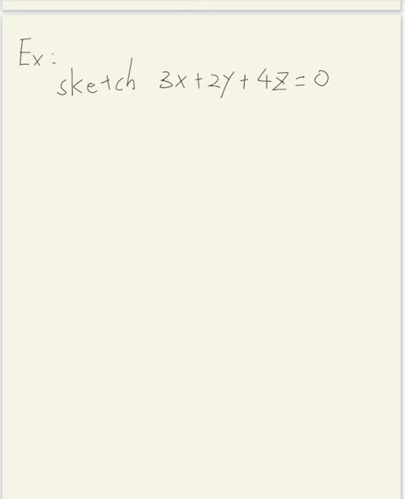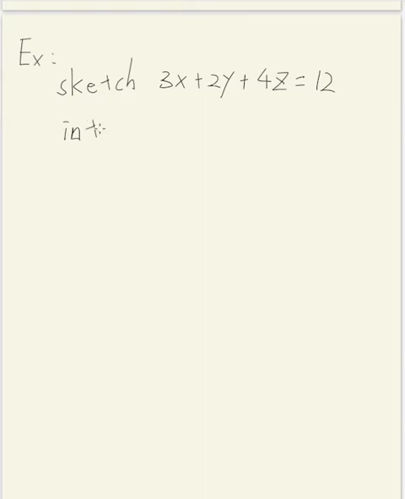Oh, why is this 0? I meant 12. Okay, so those 3 points we choose are going to be the intersection with the x-axis, and then the intersection with the y-axis, and then the intersection with the z-axis. So let's see what these points are.